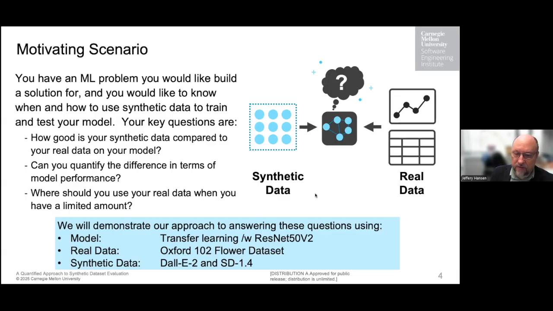As a proxy for the real data that we care about, the real data is CUI, so I can't show you any results on that. So we're using the Oxford 102 flower data set. I'm going to be showing you lots of pictures of flowers today to demonstrate our approach. And then we use DALL-E and a Stable Diffusion model to generate our synthetic data.